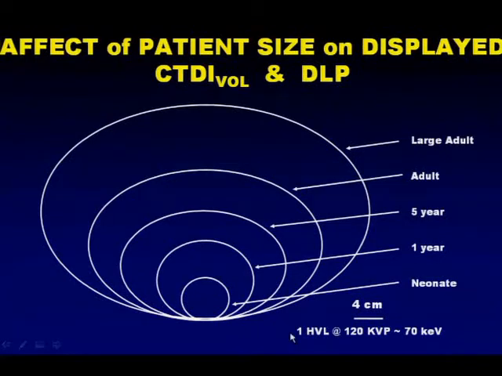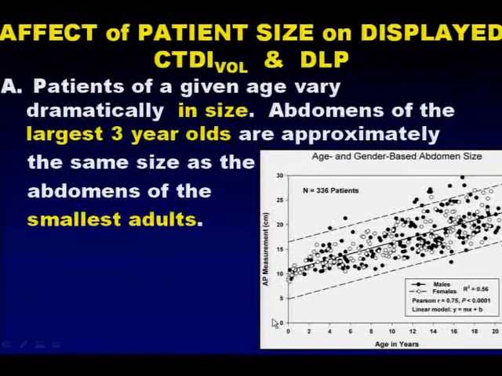Of course, in CT, we have a relatively heavy filtered beam, and so our half value layer at 120 kVp is going to be about 4 centimeters, and our effective energy being delivered to our patients is going to be about 70 keV. How do we manage the various sizes of pediatric patients? Well, you might say the logical thing is to deal with their age.